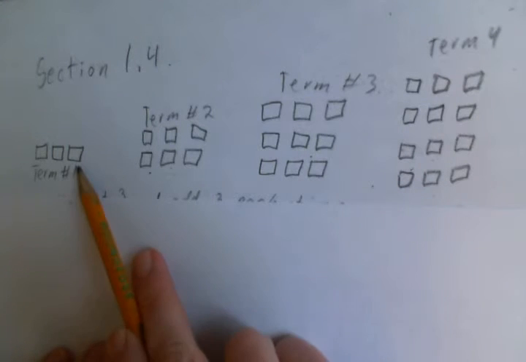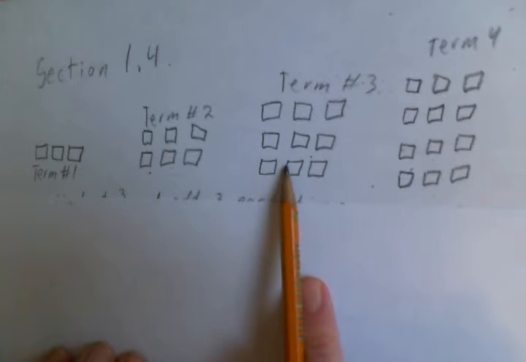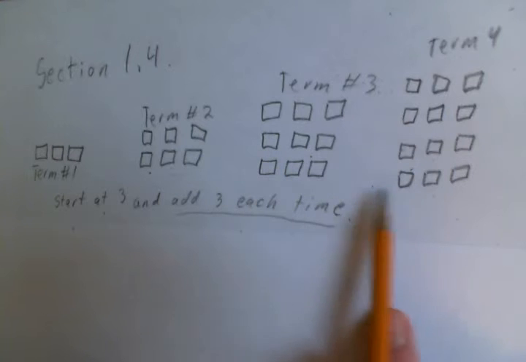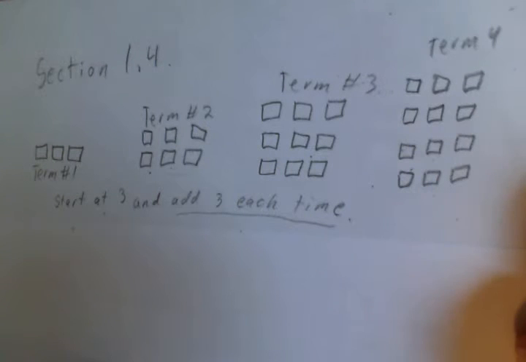So each of these sections are called an individual term. This one is 1, 2, 3, 4. So I want you guys to see if you can figure out what the pattern is. I'll bet you can. The pattern is that you start at 3, and then you add 3 each time. Pretty simple, right? It's something you've probably done for a long time.